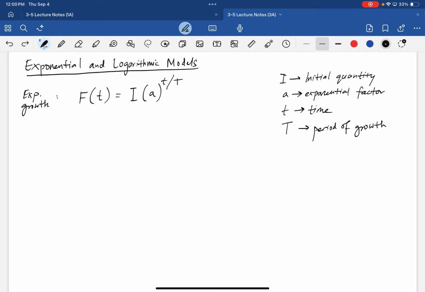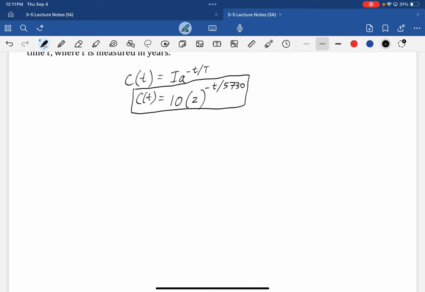Let's say we had a function, maybe 5 as our initial value. 5 times 2 to the negative t over 17. Is this a decay function or a growth function? Decay. Decay, very good.